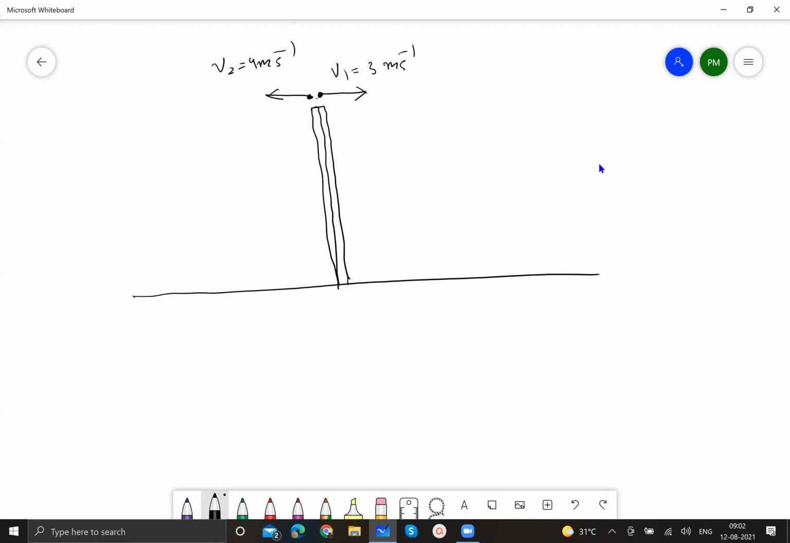This you might be knowing. Horizontally in opposite directions. Find the distance between them at the moment when their velocity vectors become mutually perpendicular.